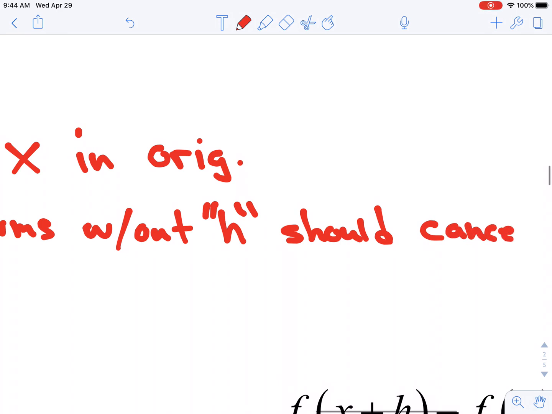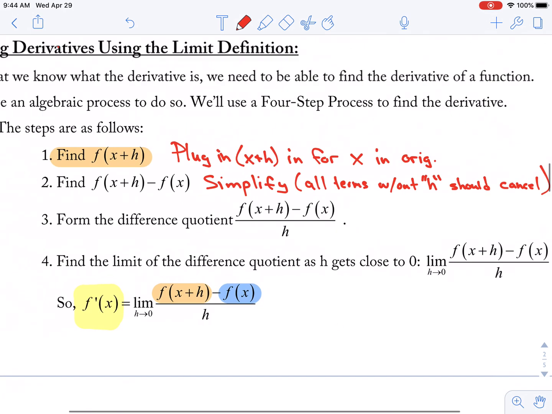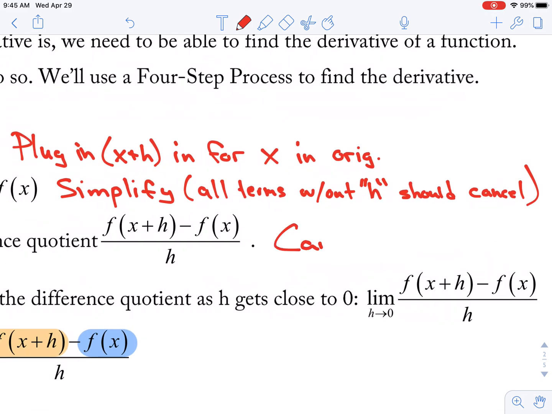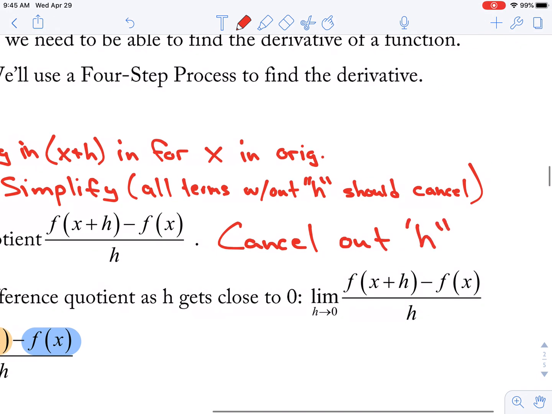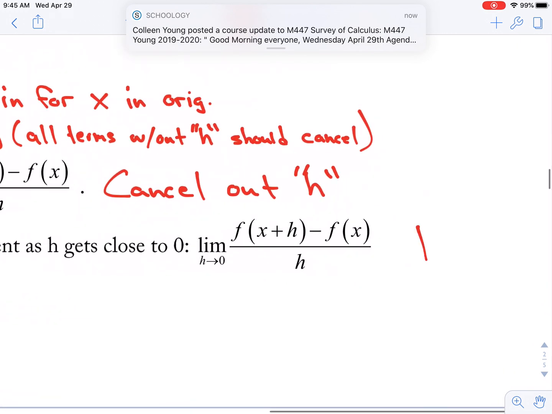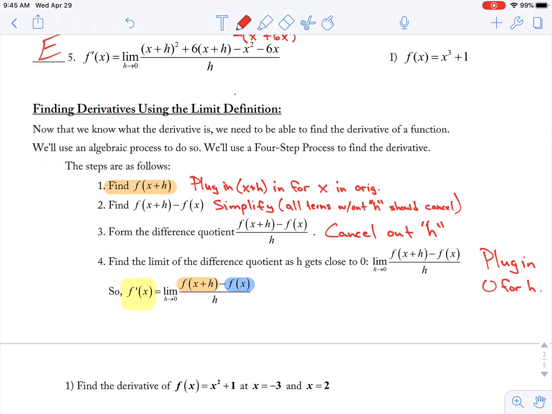Because the goal here is, as we know from our last chapter, we can't find the limit as h approaches 0 by plugging in 0 until we eliminate that h. So once we can eliminate everything without an h, we can cancel out the h's. We can simplify even further and cancel out h's afterwards. And then we can simply plug in 0 for h, because that's what it means to find the limit, as we learned last chapter. So let's go ahead and practice this.